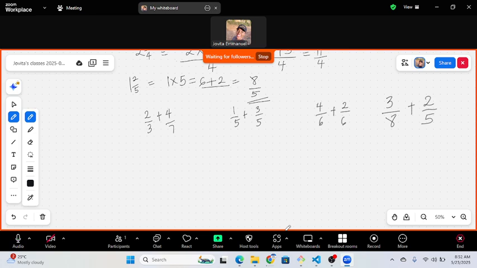Now look at this. 3 over 8 plus 2 over 5. Are they like fractions or unlike fractions? They are unlike fractions because their denominators are different.